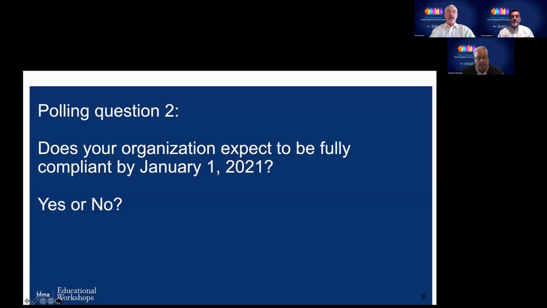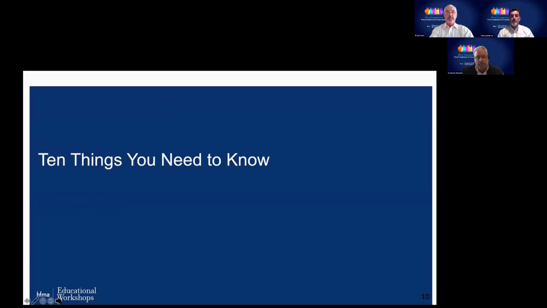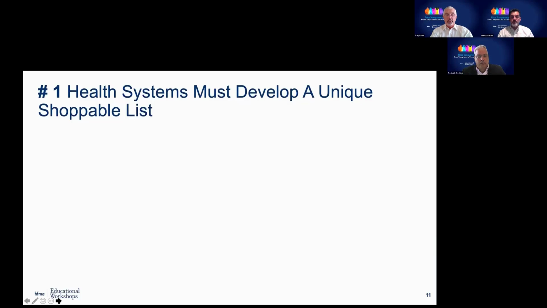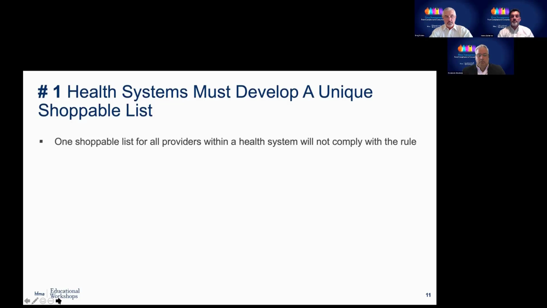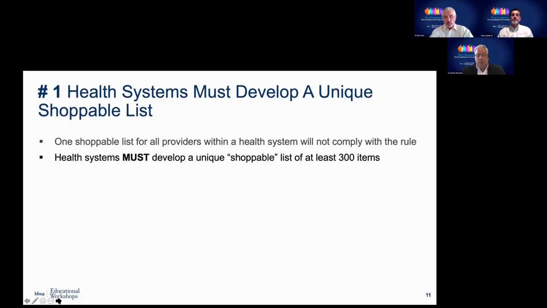Okay, we want to move now on to 10 things you need to know. And this is based on our experience and having worked with clients, again, since back into March. Number 1, hospitals must develop a unique list of shoppable items taking into account either volume or revenue. One list for all hospitals within a health system will not comply with the rule. There has to be a list for each hospital within the health system.